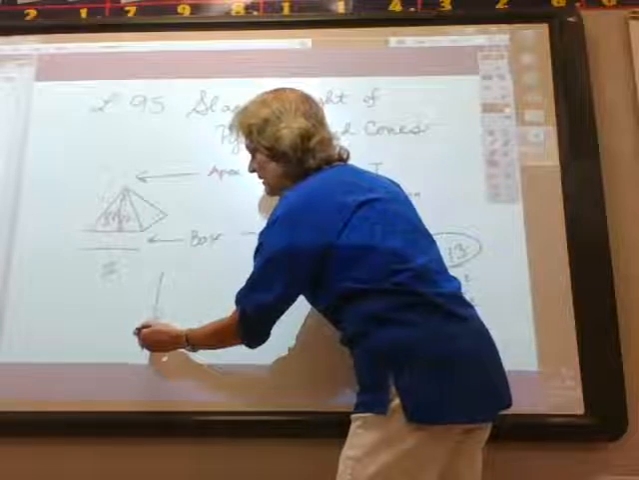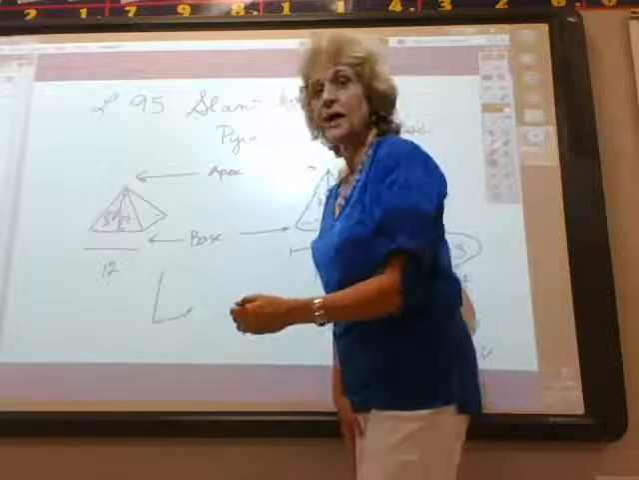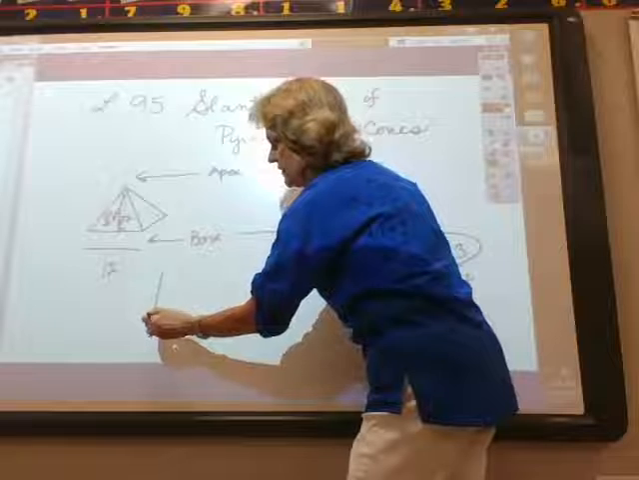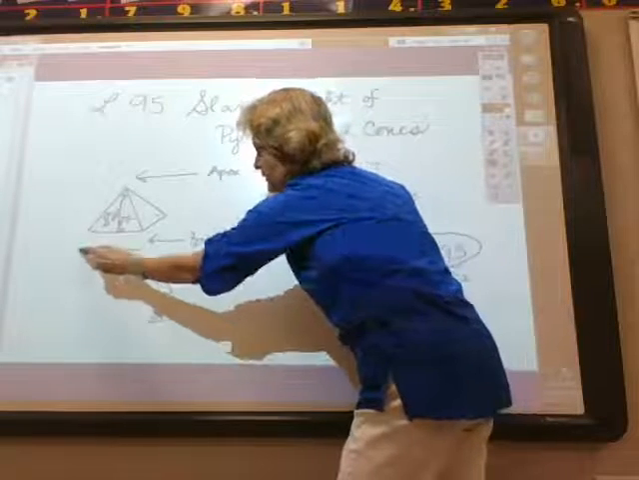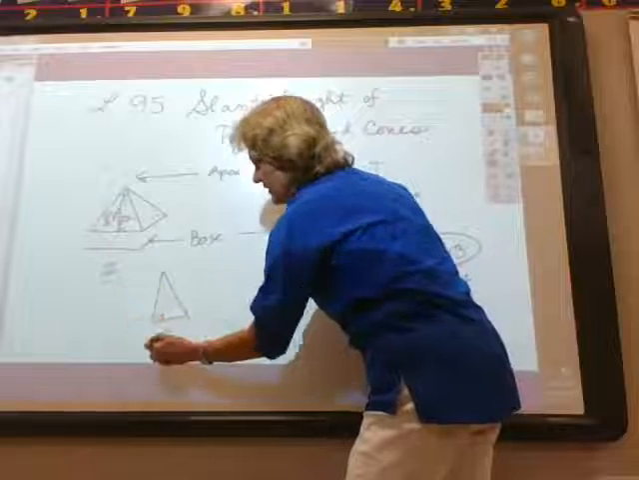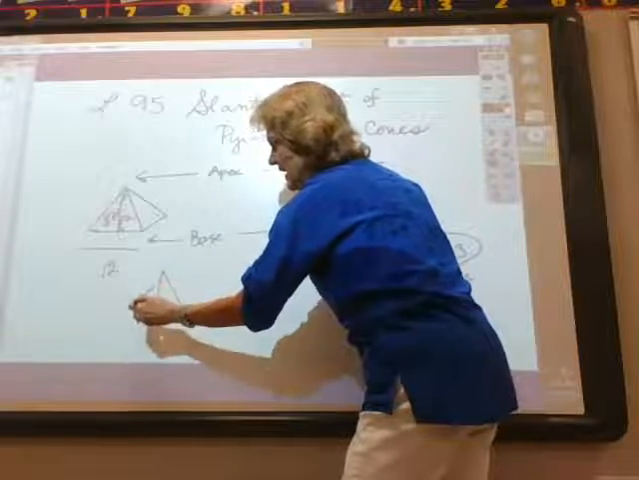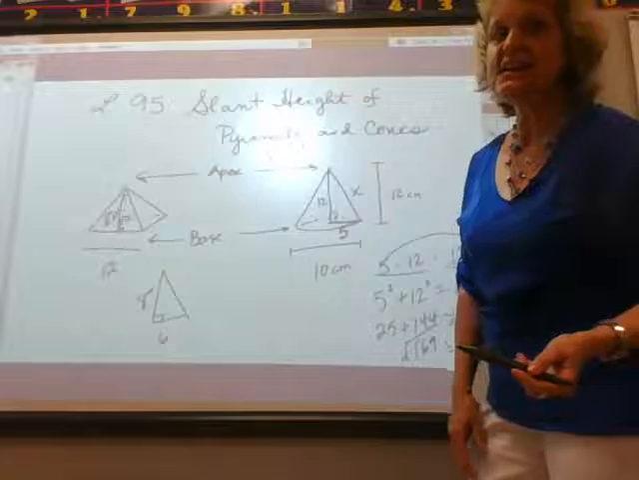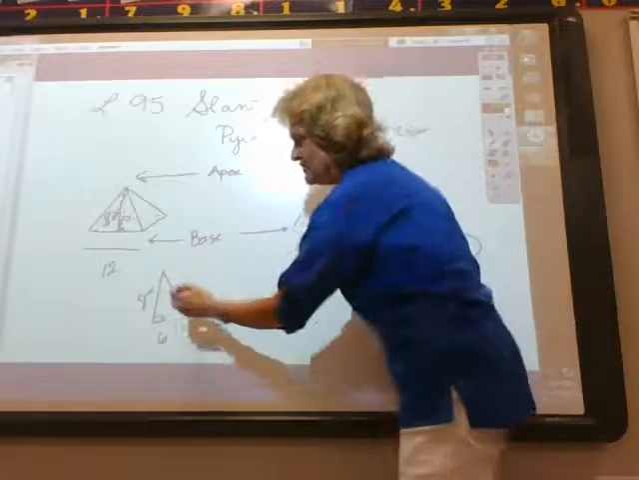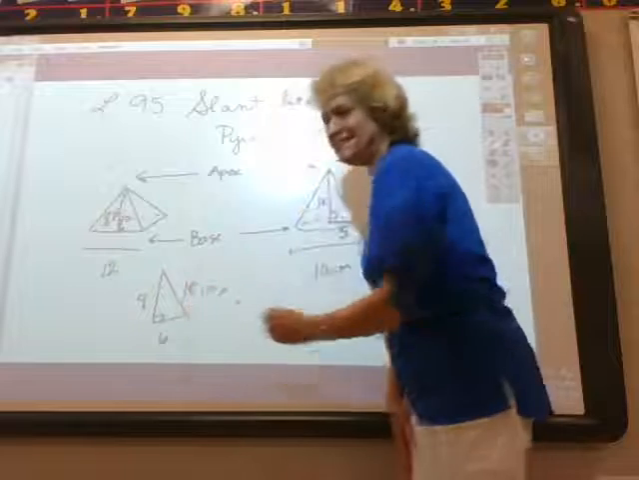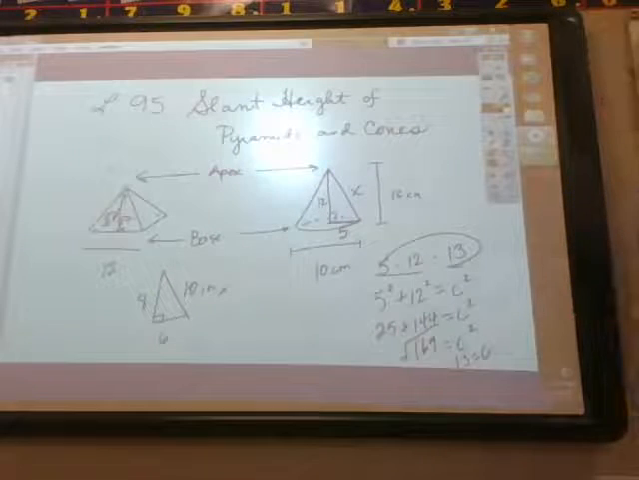Again, you're trying to make a right triangle in there, because you want the slant height. So if the base is 12, that means half of it is 6. If the height is 8, oh, there you go. You've got another Pythagorean triple, don't you? 6, 8, how much would the slant height have to be? 10 inches. Very, very good.